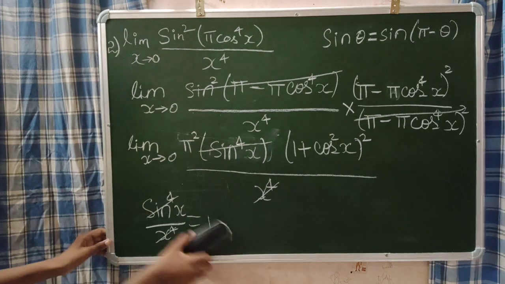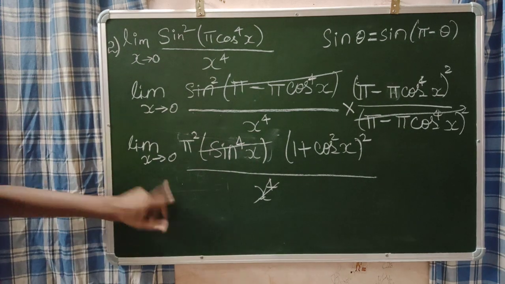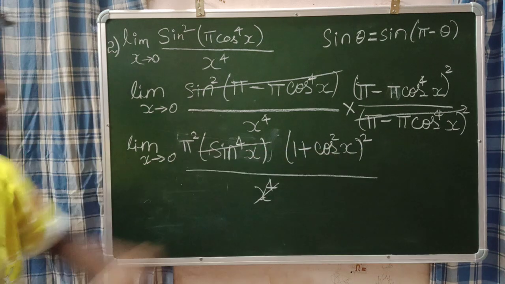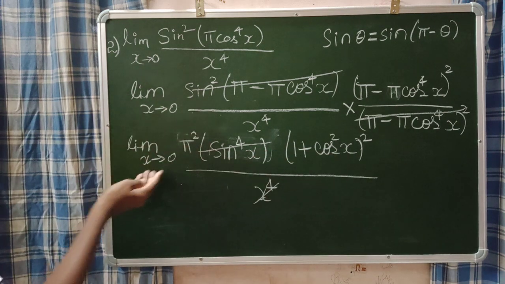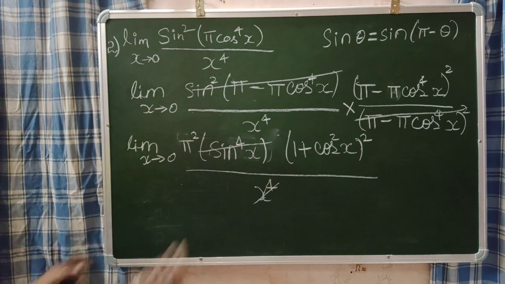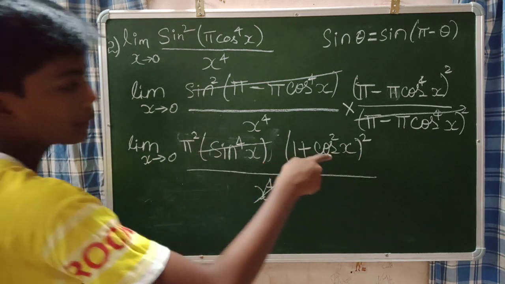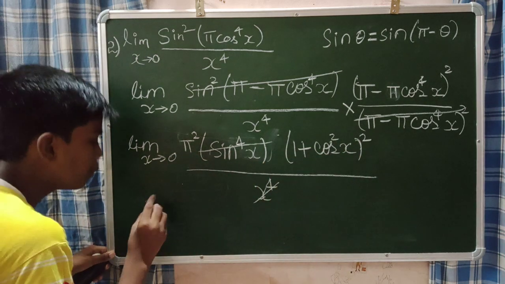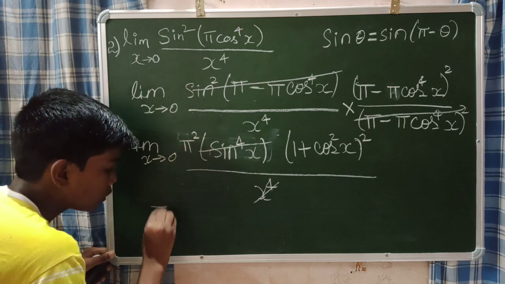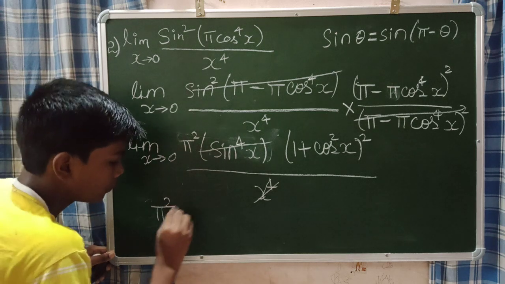And what is the value that we are left with? Left is pi square into (1 plus cos square x) whole square. Now put x as 0 in this expression, guys. That is, put x as 0 in this (1 plus cos square x) whole square.